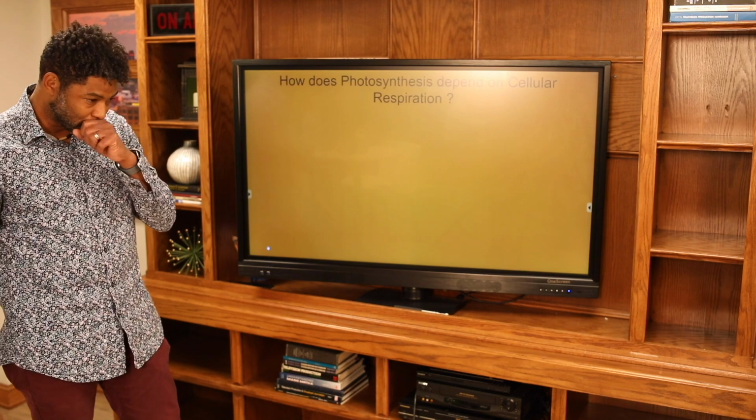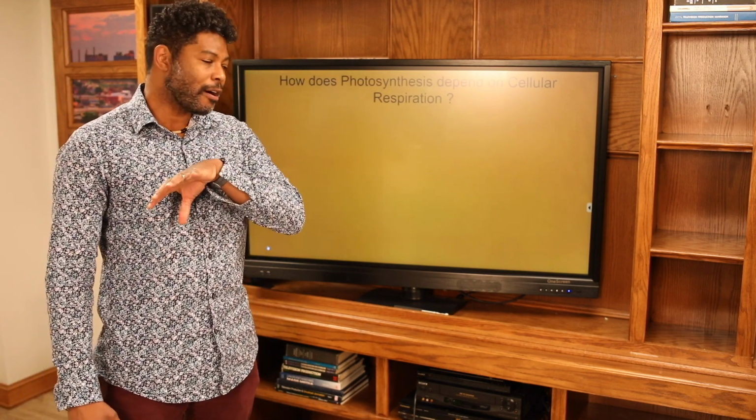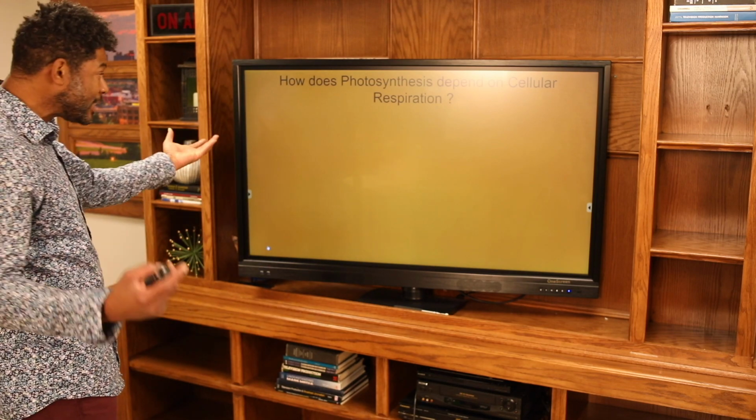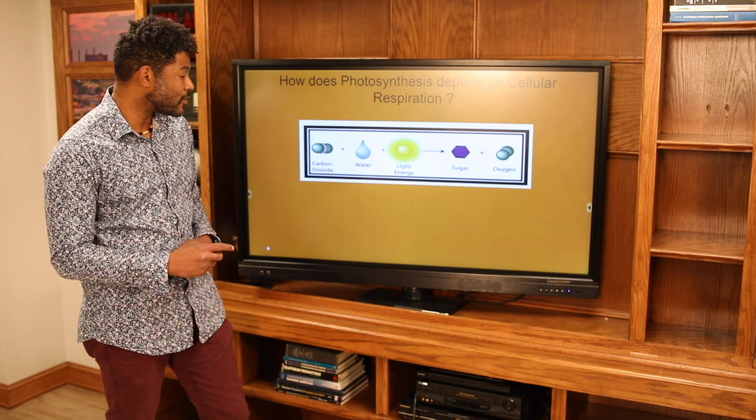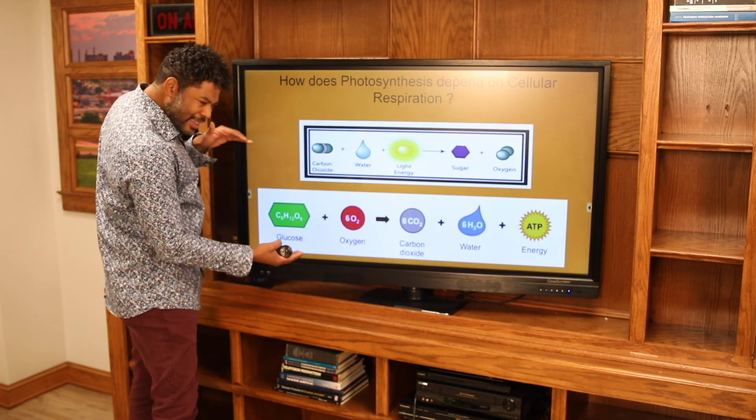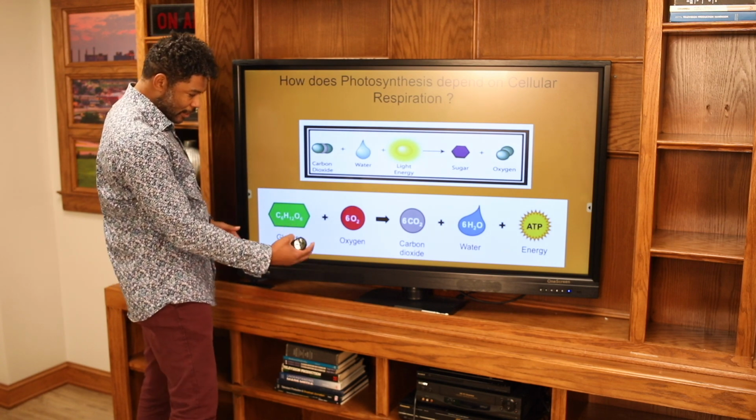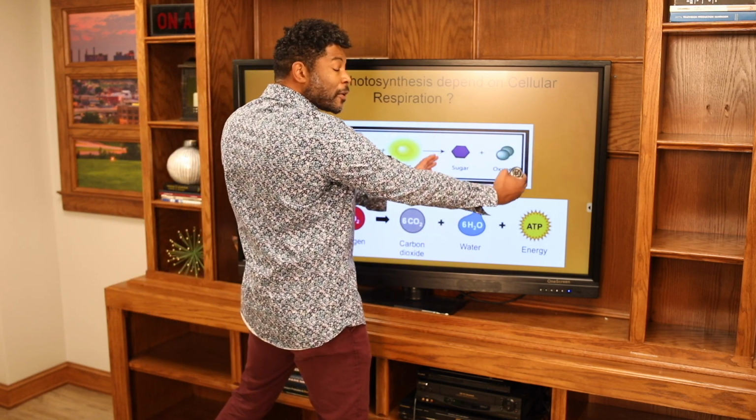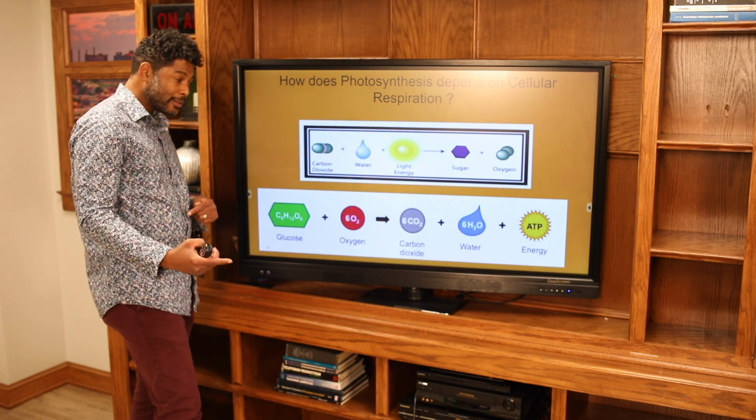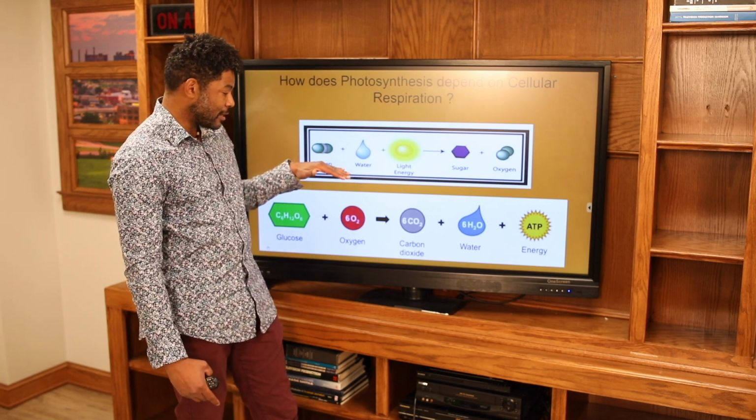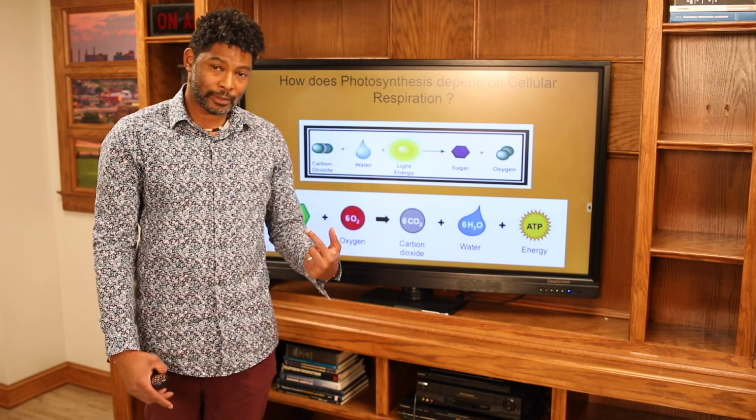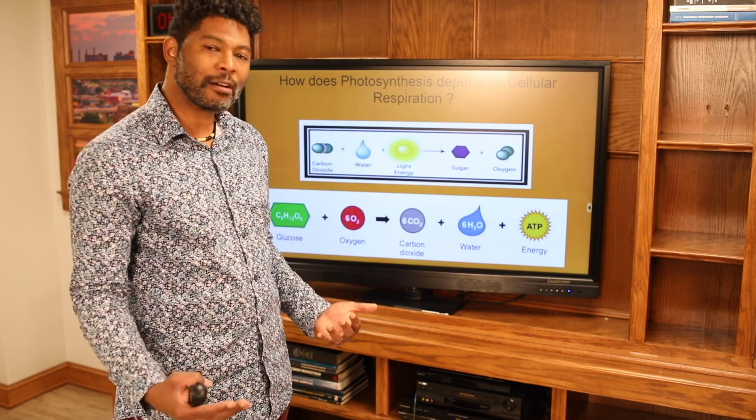Okay? Now, how do cellular respiration and photosynthesis depend on each other? And they do. One of the things I want to show you is that if you look at the two reactions, this one being photosynthesis, and this one being cellular respiration, you can see the product of photosynthesis is really the reactant of cellular respiration. And the reactant of photosynthesis is the product of cellular respiration. So that gives us a cyclical pattern, okay? Those are the things that we've already talked about.